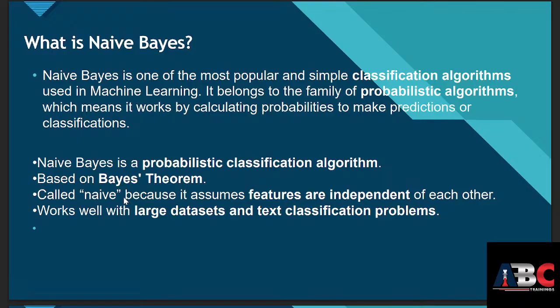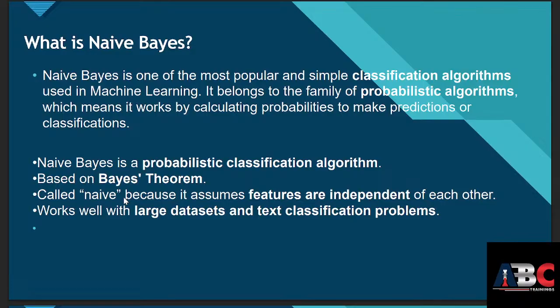For example, suppose we want to classify emails as spam and not spam. The Naive Bayes algorithm examines the words present in the email and calculates the probability that the email belongs to the spam category or the non-spam category. The class with the higher probability becomes the final prediction. Because of its simplicity and efficiency, Naive Bayes is widely used in text classification, sentiment analysis, document categorization, and spam filtering systems.